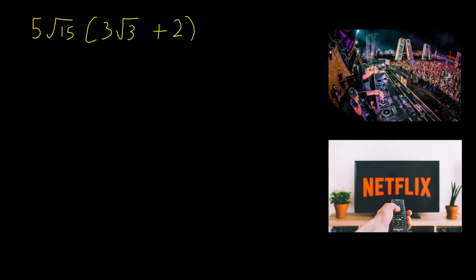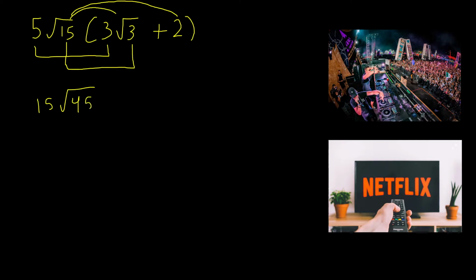If I was looking at this one, I know that these distribute. So the first one, extroverts date extroverts, introverts date introverts. So it will be 15 root 45. And then with the second one, I know that this one is only an extrovert, and there's no introverts next to it. So extroverts date extroverts. So it'll be 10 root 15.